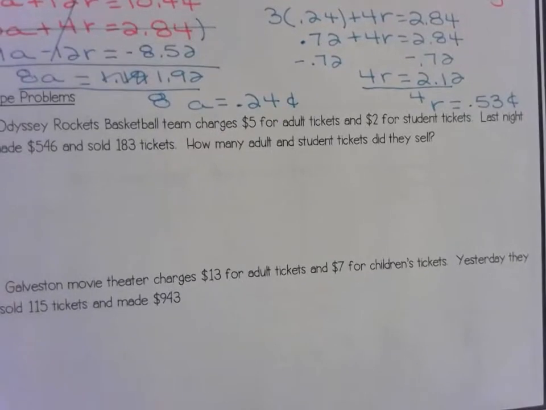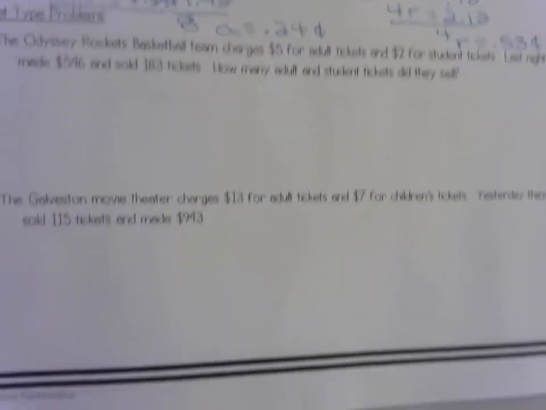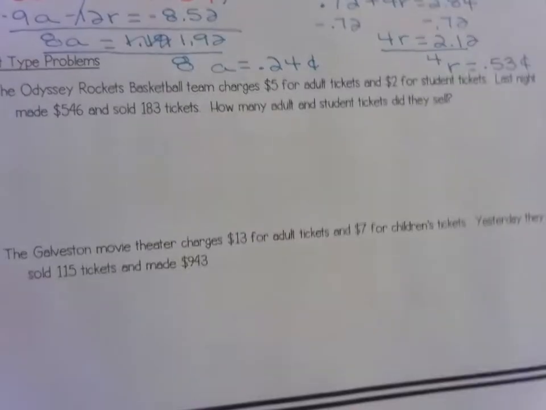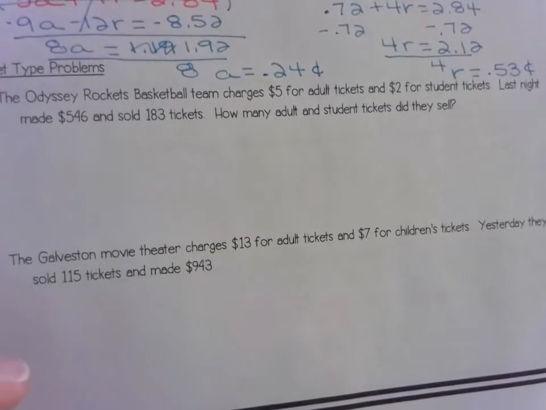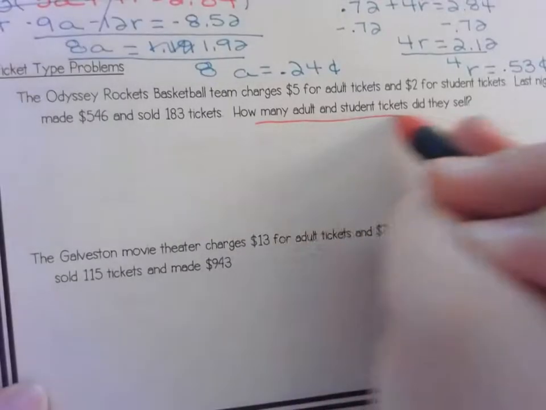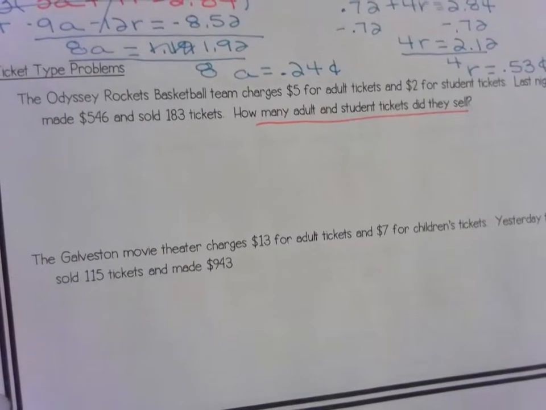Okay, so let's look at the next one, ticket type. So these are dealing with tickets. Let's look at the first one. The Odyssey Rockets basketball team charges $5 for adult tickets and $2 for student tickets. Last night they made $546 and sold 183 tickets. How many adult and student tickets did they sell? First thing, define your variables. What are they asking for?